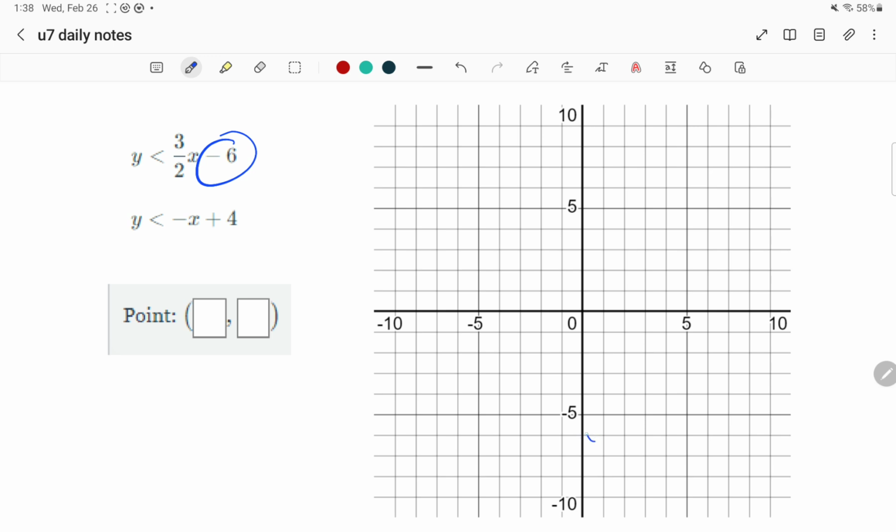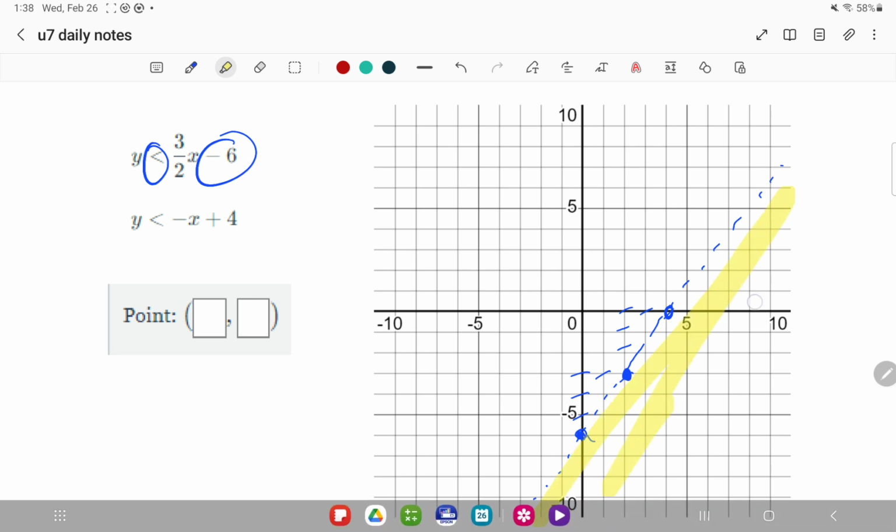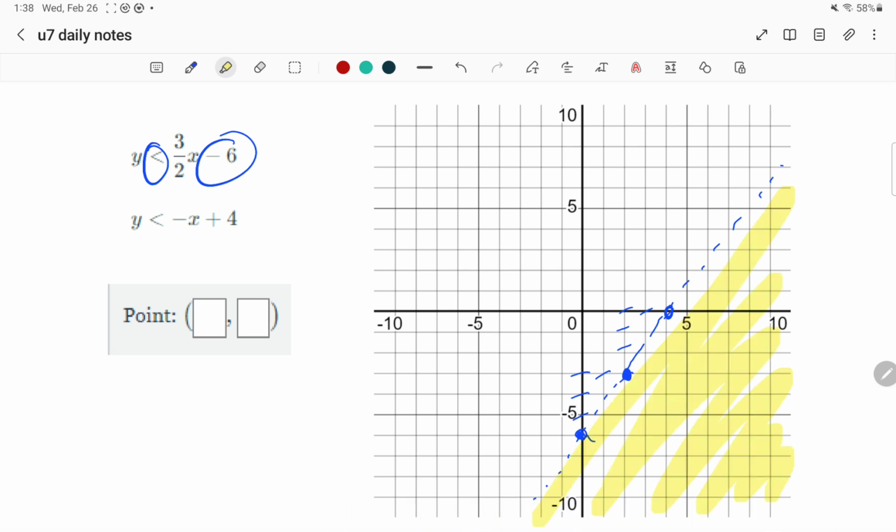My y-intercept is -6. My slope is 3 over 2, so 1, 2, 3, 2. I have a less than symbol. Less than is a dotted line, and I shade below. So I did all my stuff. I gotta do it one more time for the second one.